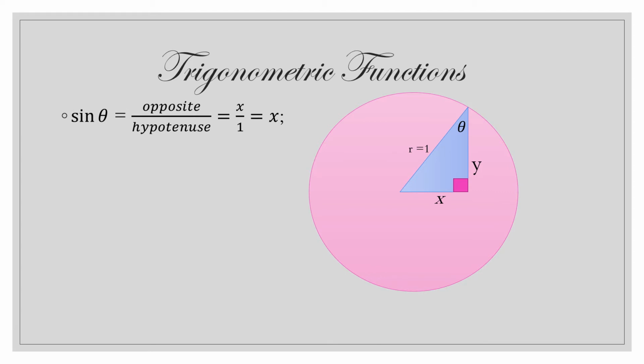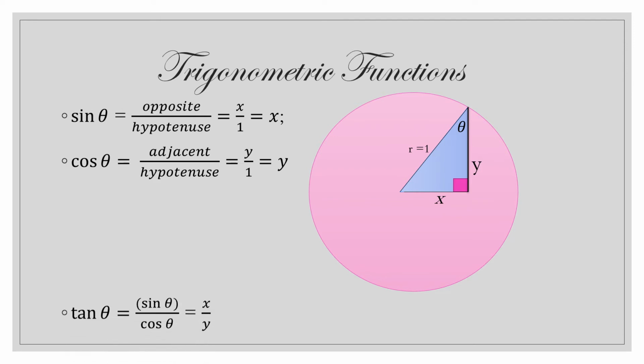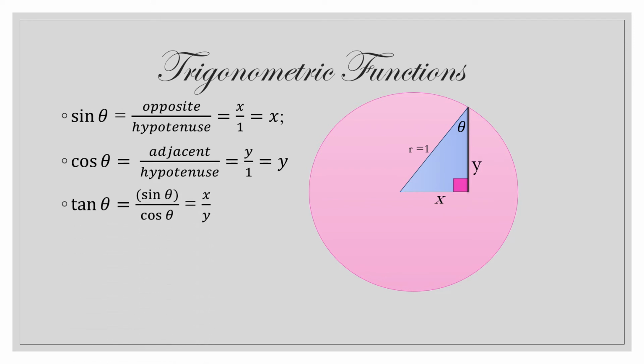So for the sine of the angle we took, we define sine as opposite over hypotenuse. And the opposite here, we have it as x, and the hypotenuse as 1, because we are taking it in the unit circle. The cosine is the adjacent over the hypotenuse, which is y over 1. The tangent is sine over cosine, and in this case is x over y.